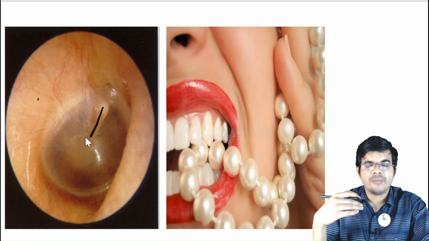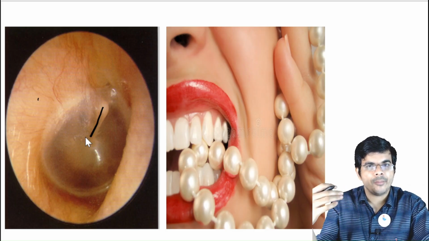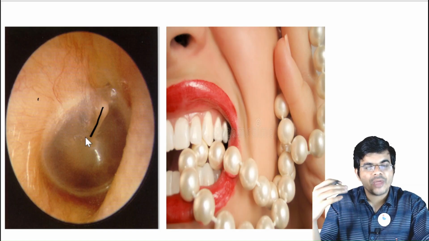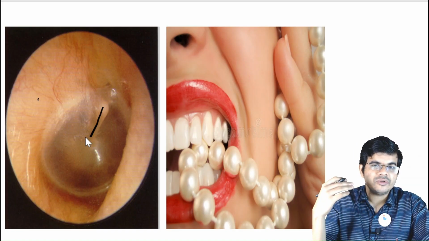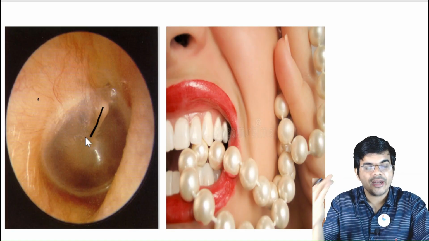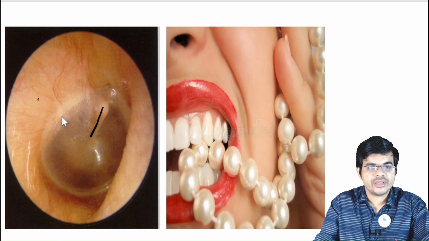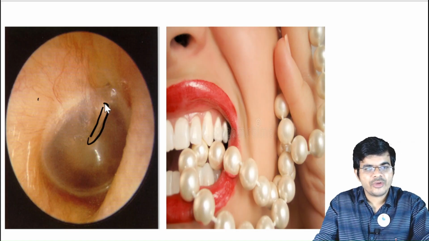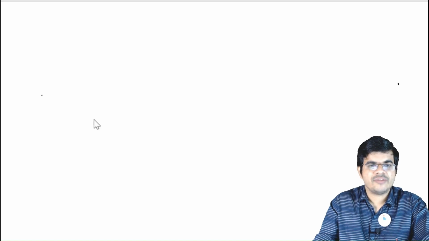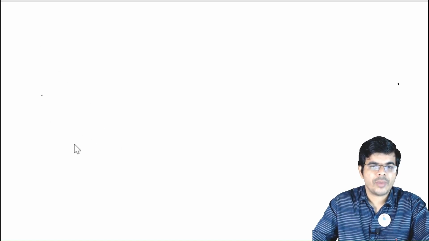This handle of malleus, in fact, lies between the fibrous and mucosal layers of tympanic membrane. So from that you can know that it has got three layers. What are these three layers? It has got an epithelial layer, middle fibrous layer, and the inner mucosal layer. And this handle of malleus lies between the middle fibrous and inner mucosal layer. Okay, and you can see the lateral process of malleus here. Okay, so there are certain features that you have to learn in case of tympanic membrane.